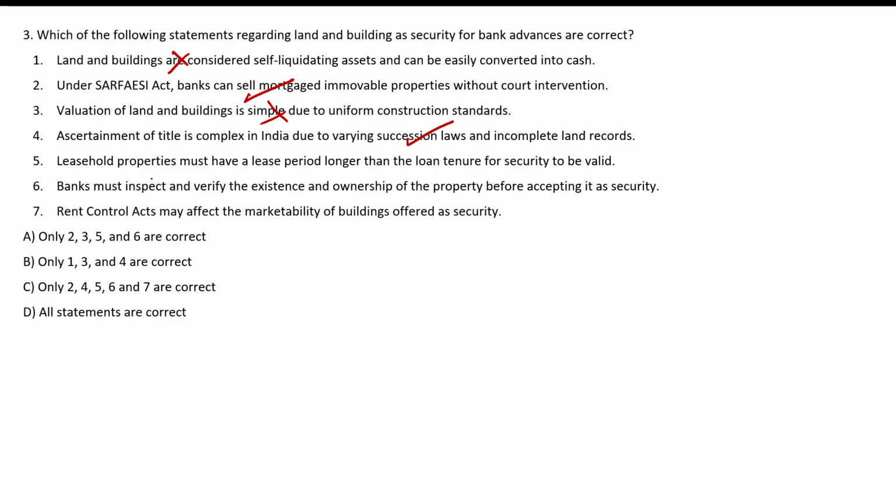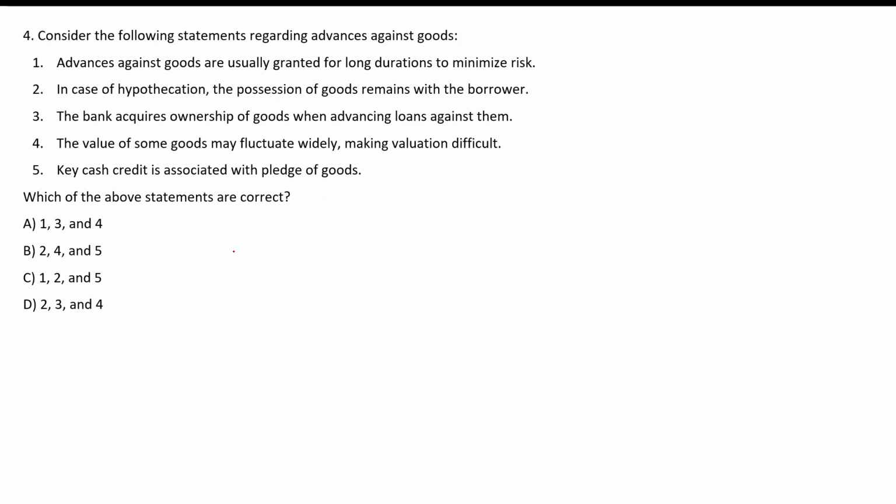This is correct. Leasehold properties must have a lease period longer than the loan tenure for security to be valid. This is also correct. Bank must inspect and verify the existence and ownership of the property before accepting it as security. Correct. Rent Control Act may affect the marketability of the building offered as security. This is also correct. So 2, 4, 5, 6, and 7. Option C is the correct answer for this question.